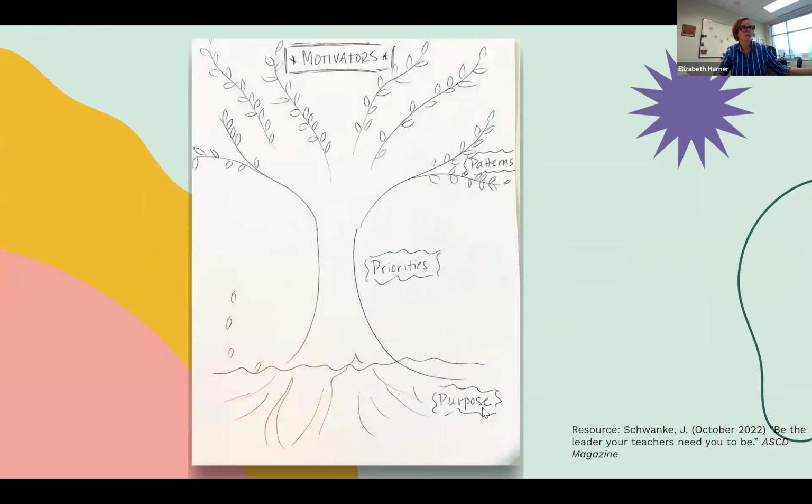So I really like this picture too. I have it up in my office, but basically what Jen Shanky says is just like a tree needs roots, a strong center and leaves that reach higher with time. A teacher needs purpose, priorities, and patterns to thrive throughout the many years of their journey. And these can shift. Teachers' priorities change throughout their life. Their patterns might be different. And their purpose is really just the root of it. If you really understand that about your teachers, you'll be a much more effective leader in knowing who they are.